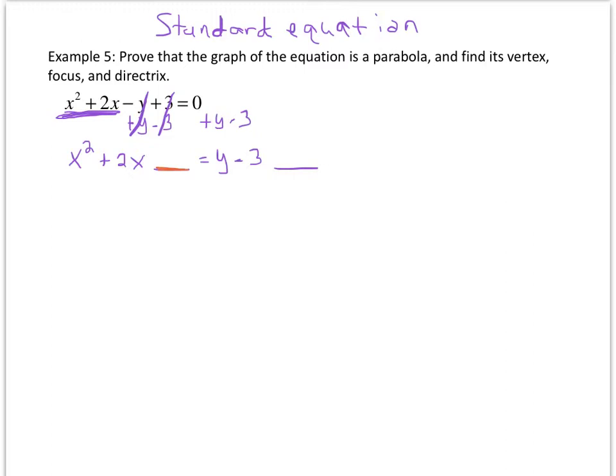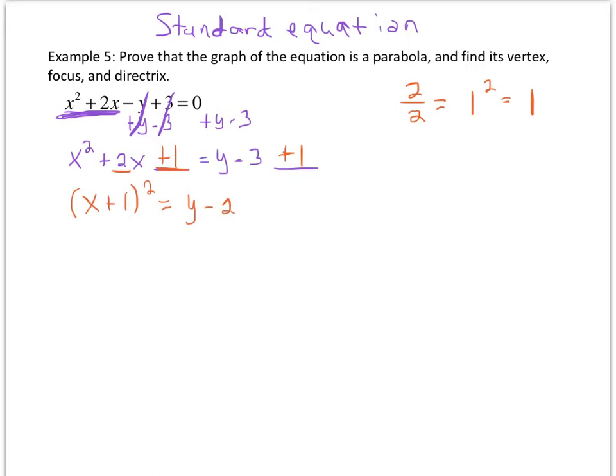So to figure that out, we take this number in front of x, which is 2, we divide it by 2, because that's what we always do, then we square it so that we get 1. So I'm going to add 1 right here, which means I also have to add 1 on the other side to keep my equation balanced. So this left side is going to factor into x plus 1 squared. On the right side, we have negative 3 plus 1, which gives us negative 2. This is going to be y minus 2.